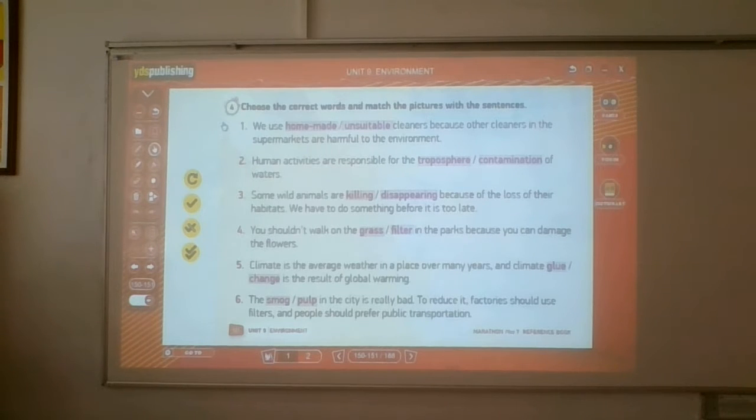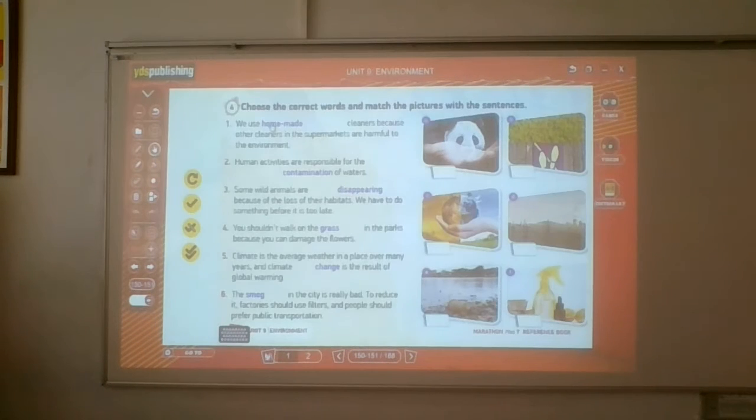Choose the correct words and match the pictures with the sentences. We use homemade cleaners because all the cleaners in the supermarket are harmful to the environment. The next one, human activities are responsible for the contamination of waters. Guys, all these are things you can do on your own, okay? But please do not forget, you can always contact your teachers for further questions, okay?